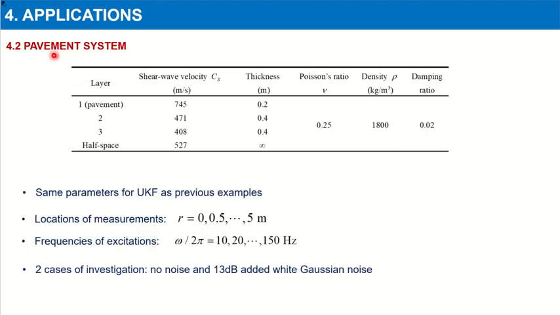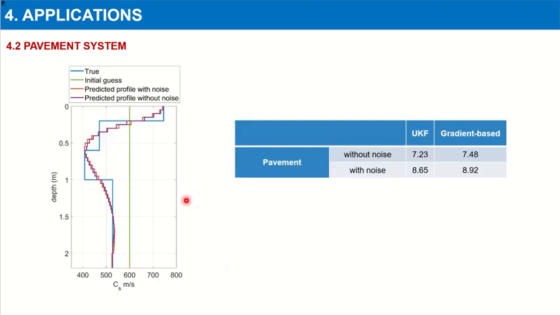The next problem is a pavement system. For this problem, we have a very stiff layer as the surface, and in this problem we consider noise to check whether it is possible to apply the algorithm to a more complex problem. And here is a result. This figure shows that the UKF algorithm can give a good prediction for the complex problem.